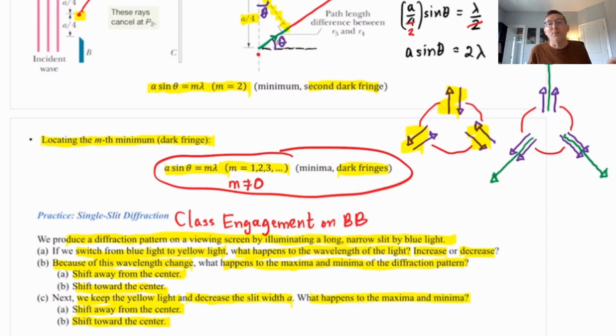And as I said, we will be discussing this single slit diffraction in class, and you will be using it also as you finish up the last experiment. And that's all for this video.